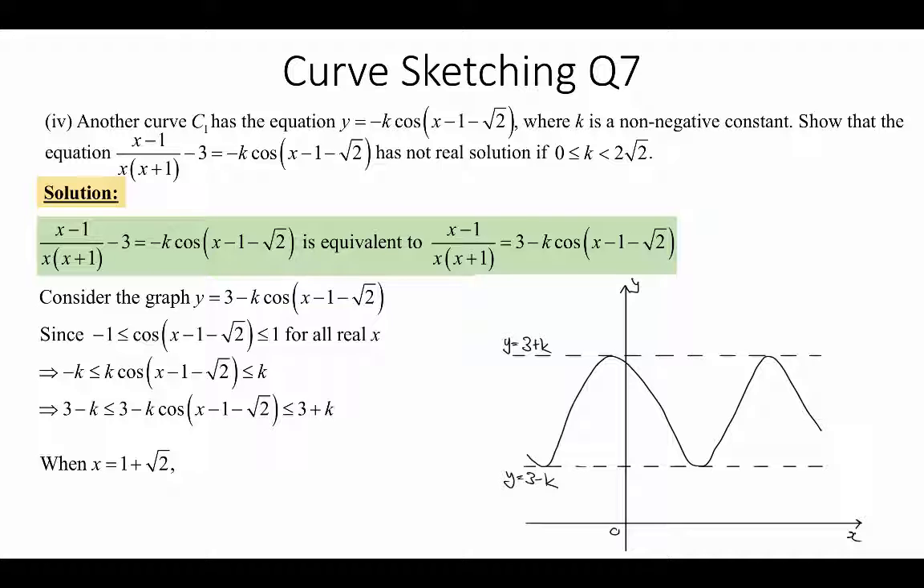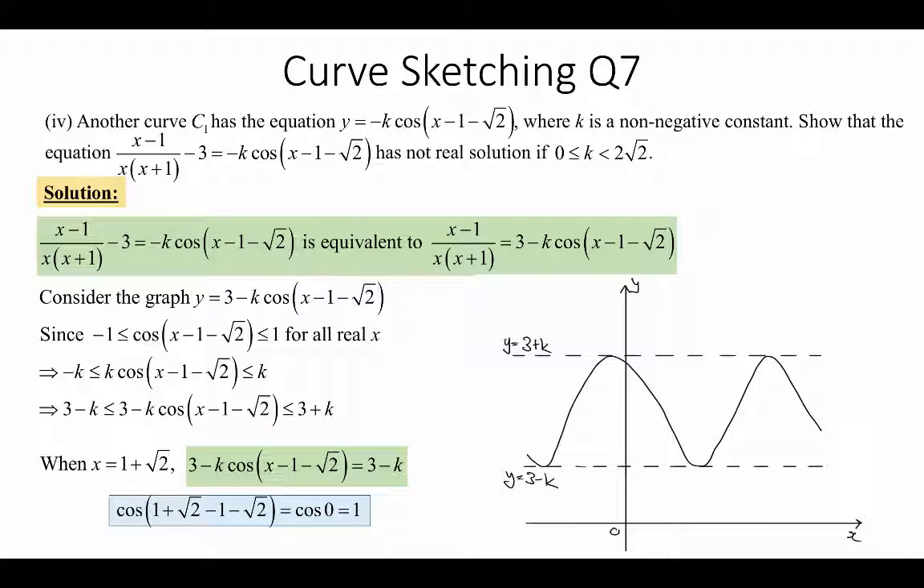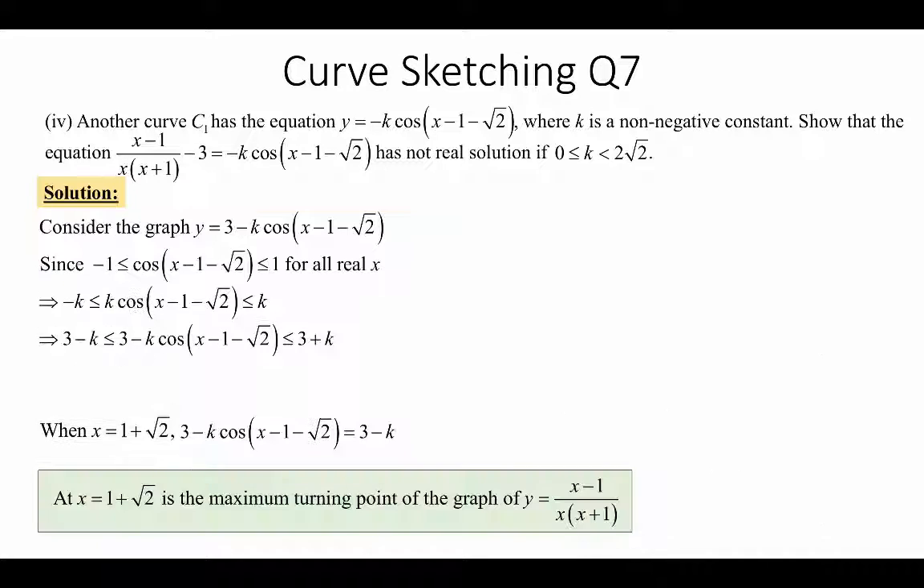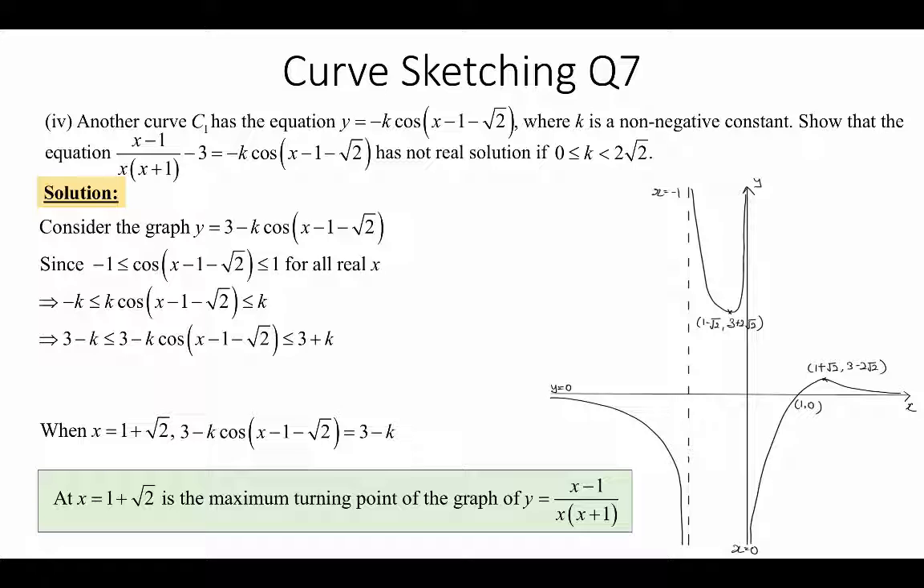Next, we can observe that when x equals 1 + root 2, we have 3 - k cosine (x - 1 - root 2) equal to 3 - k, which is the least value of the curve. That is because when x equals 1 + root 2, we get cosine 0, which equals 1. Similarly, we can observe that x equals 1 + root 2 is the maximum turning point of the graph that we have drawn in the previous parts, as shown in this diagram.